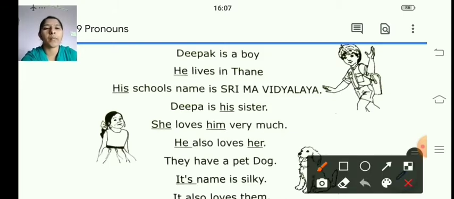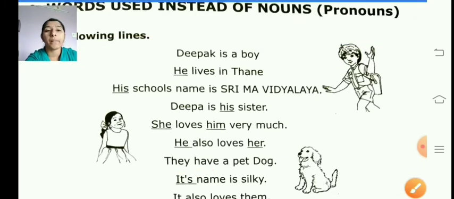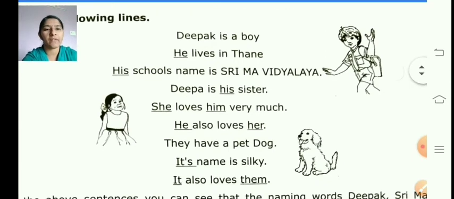I'm going to read the next line here. They have a pet dog. Since dog is an animal, we are using it. Its name is Silky. The dog, here we specified the dog as its. Since it is an animal, we are using it. So its name is Silky.